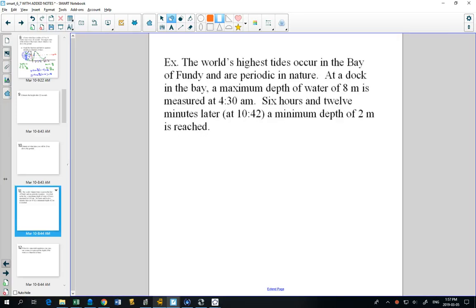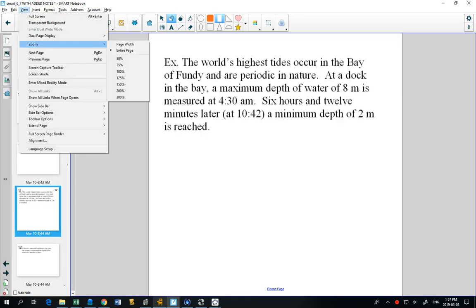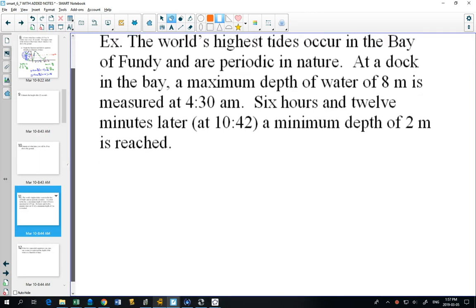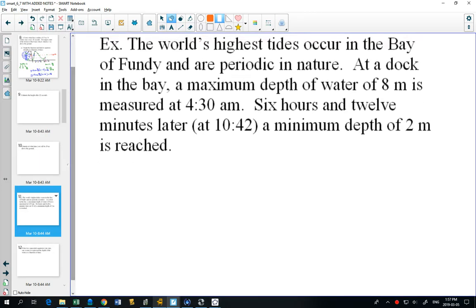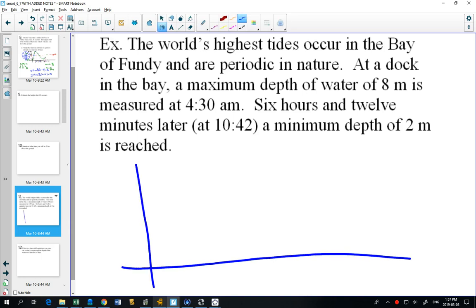So if I look right now, we're only given two pieces of information. We're given its depth at 4:30 a.m. at 8 meters, and its minimum depth of 2 meters at 10:42. So if I go to put this on my graph, we're going to label time down here, depth on our y-axis, and at 4:30 a.m., it's 8 meters.